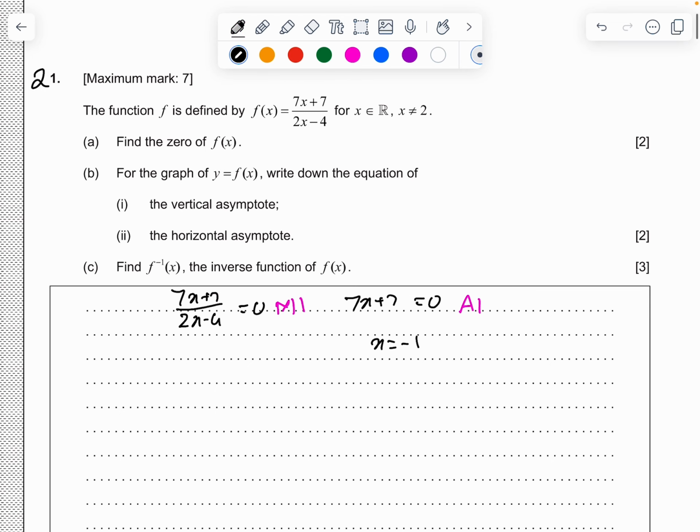Then vertical asymptote. For finding vertical asymptote, the denominator should be equal to 0. So x equals 2. And horizontal asymptote: numerator coefficient of x divided by denominator coefficient of x. So these are 2 marks, A1 and A1.